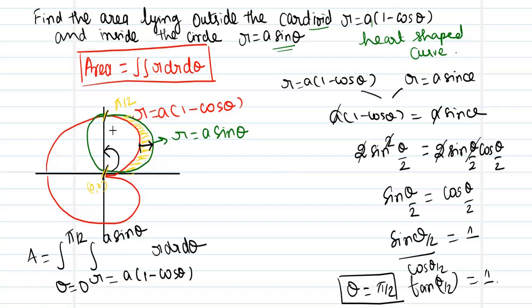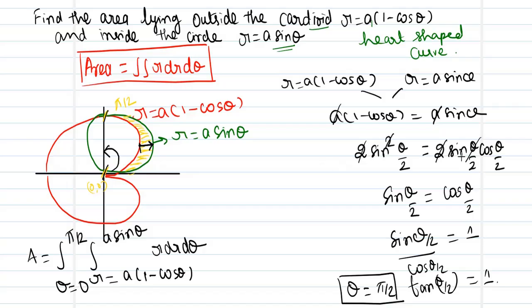Now let us get the point of intersection for these two curves. At which point do these two curves meet? So how to get the point of intersection? Solve these two curves simultaneously. r equal to a into 1 minus cos theta, r equal to a sin theta. Since r is the same, a into 1 minus cos theta is the same as a sin theta. Now 1 minus cos theta I can write as 2 sin square theta by 2. And sin theta I can write as 2 sin theta by 2 cos theta by 2.